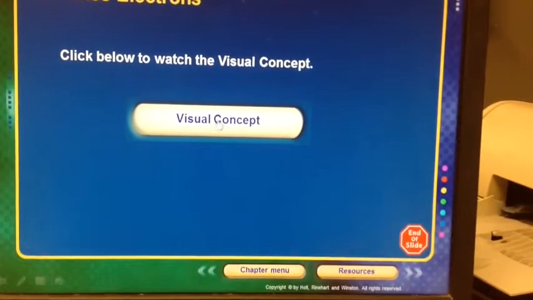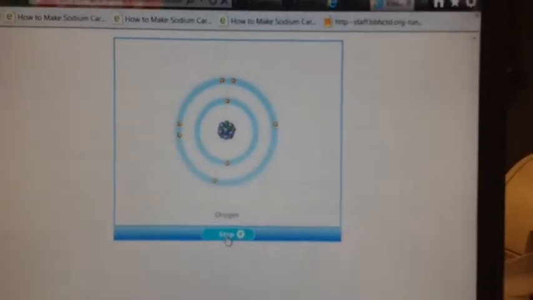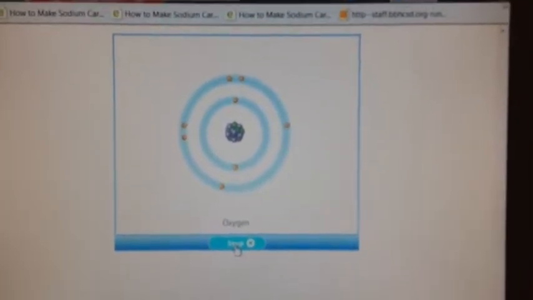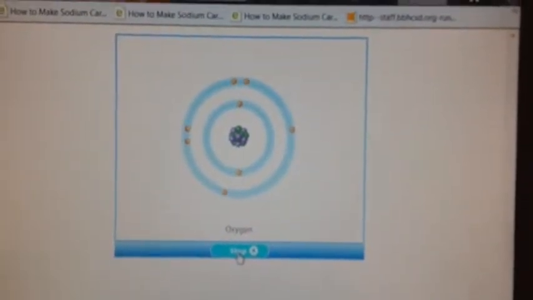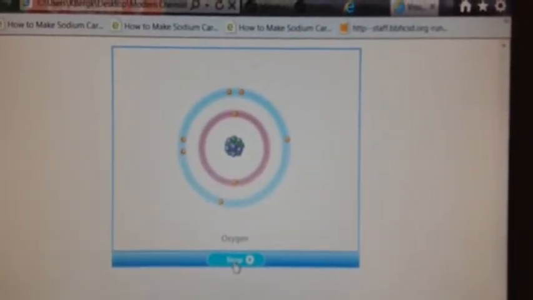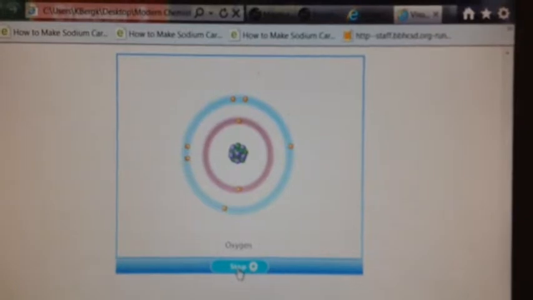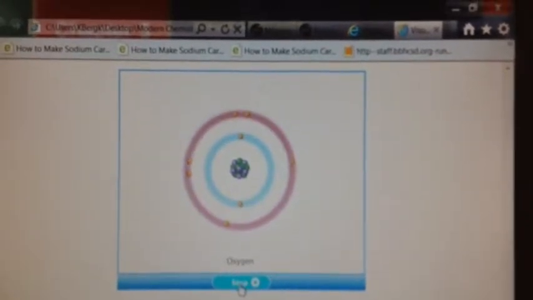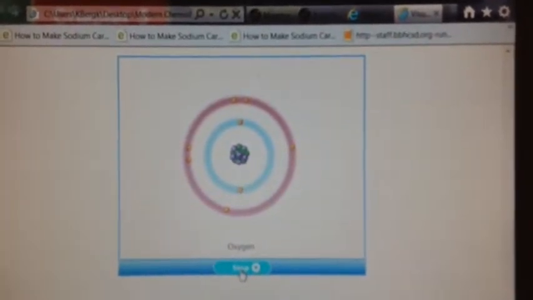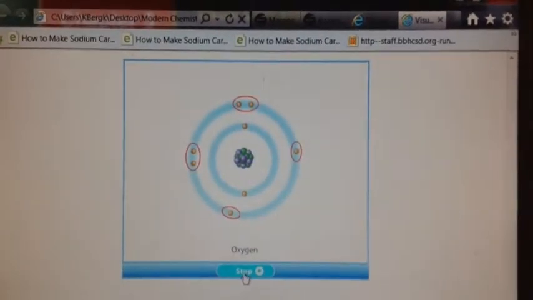Let's watch a visual concept. Valence electrons are the electrons outside the outermost complete energy level. In oxygen, the first energy level, which can hold 2 electrons, is complete. The second energy level can hold 8 electrons, but oxygen only has 6. All of these are valence electrons.